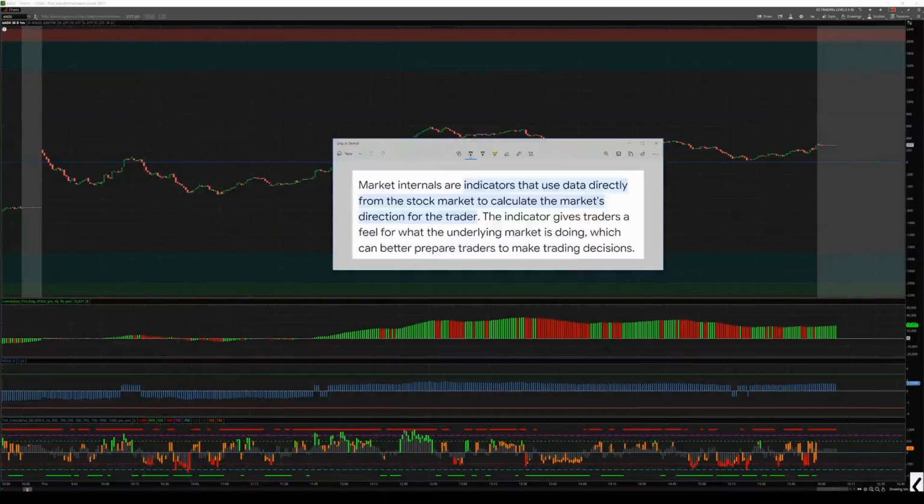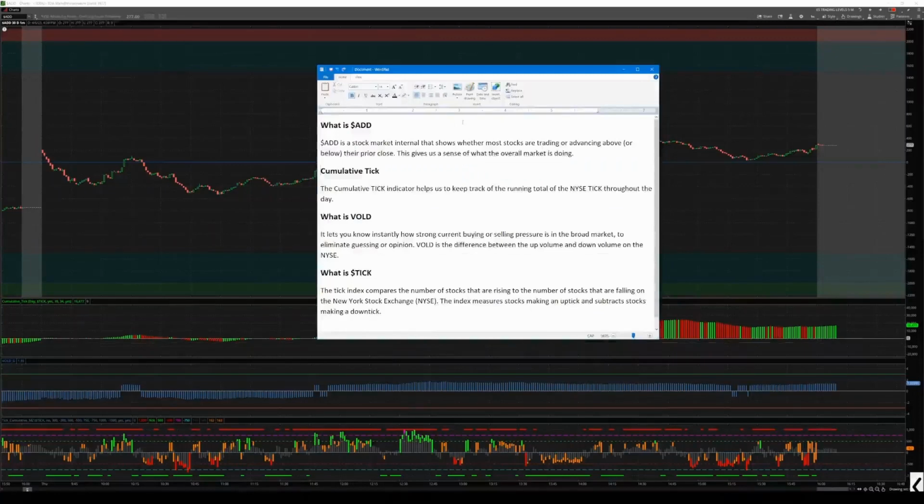So the market internals are indicators that use data directly from the stock market to calculate the market's direction for the trader. The indicators give traders a feel for what the underlying market is doing, which can better prepare traders to make trading decisions. And these are the indicators that I am using.